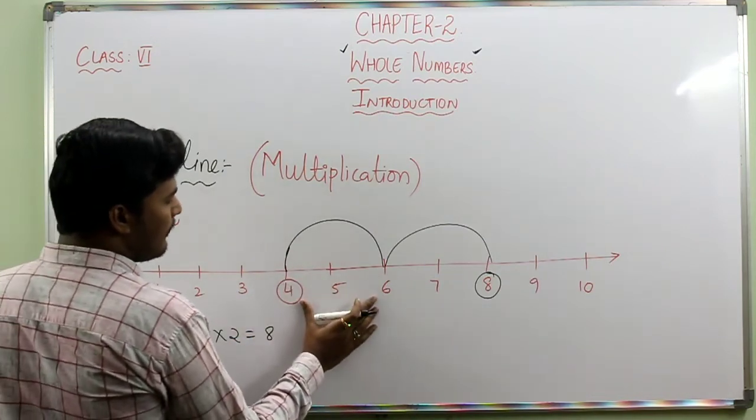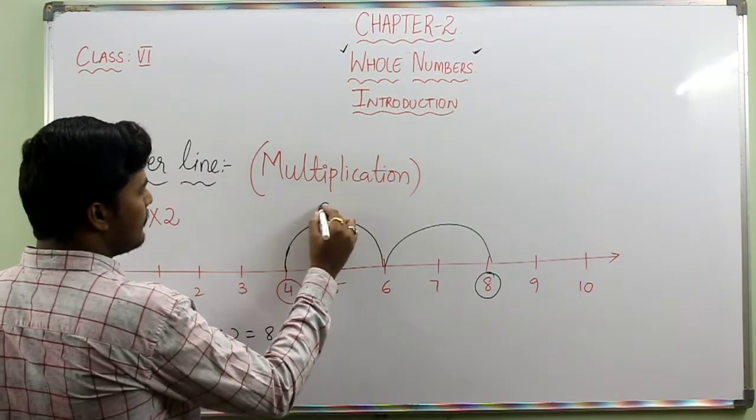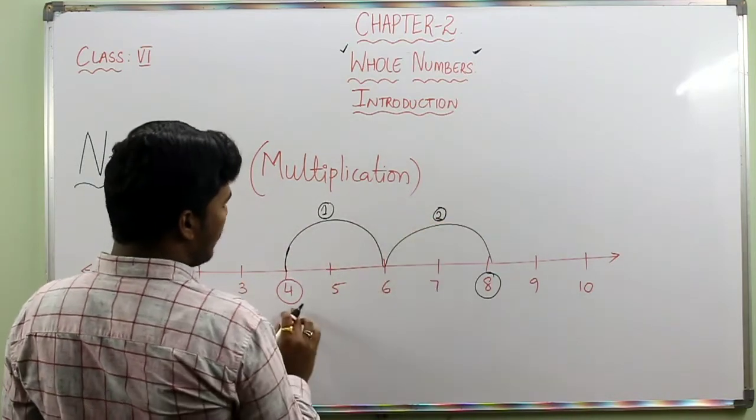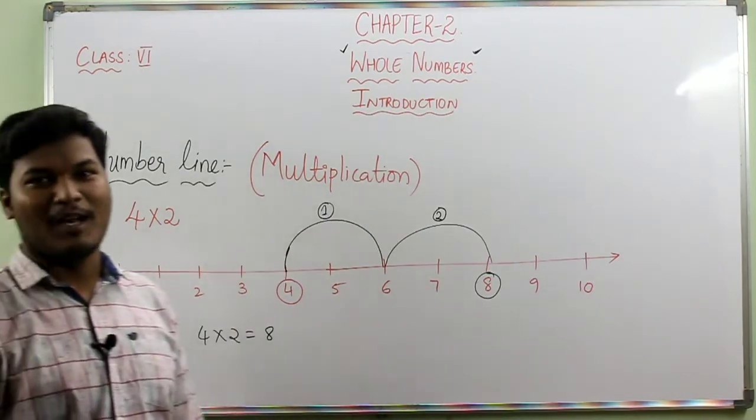Okay, so here we have to leave a gap of 2, and it is 2 times, right? This is 1 time and this is the second time. So therefore 4 2s is 8. This is how we will find the multiplication on the number line.